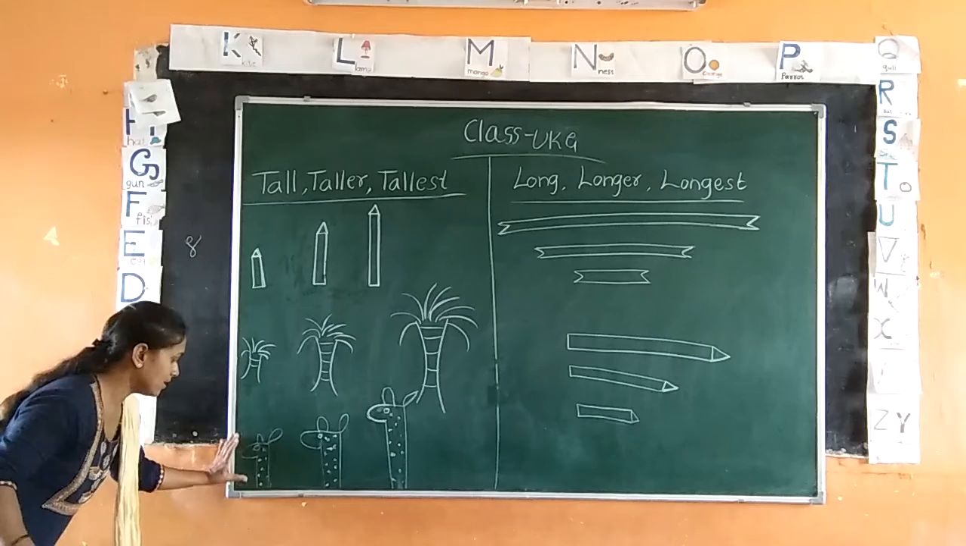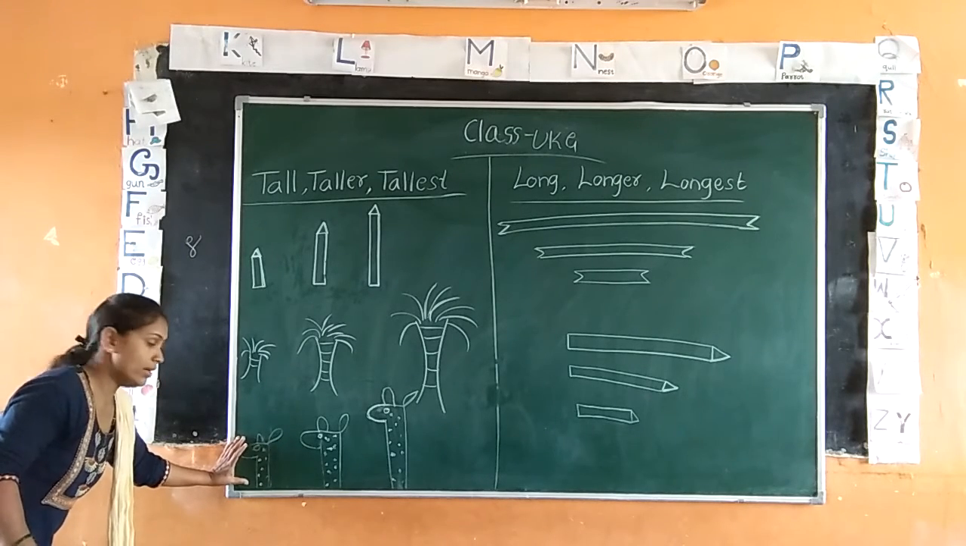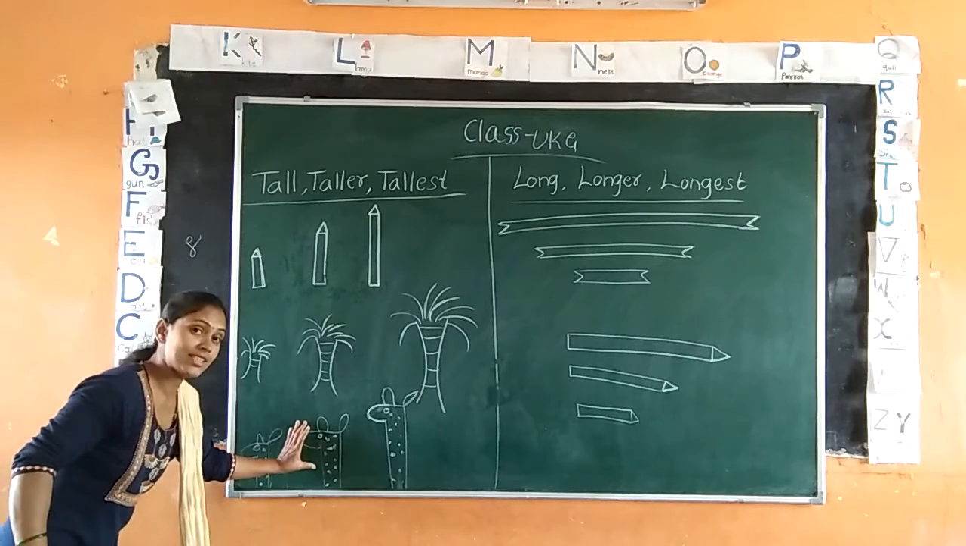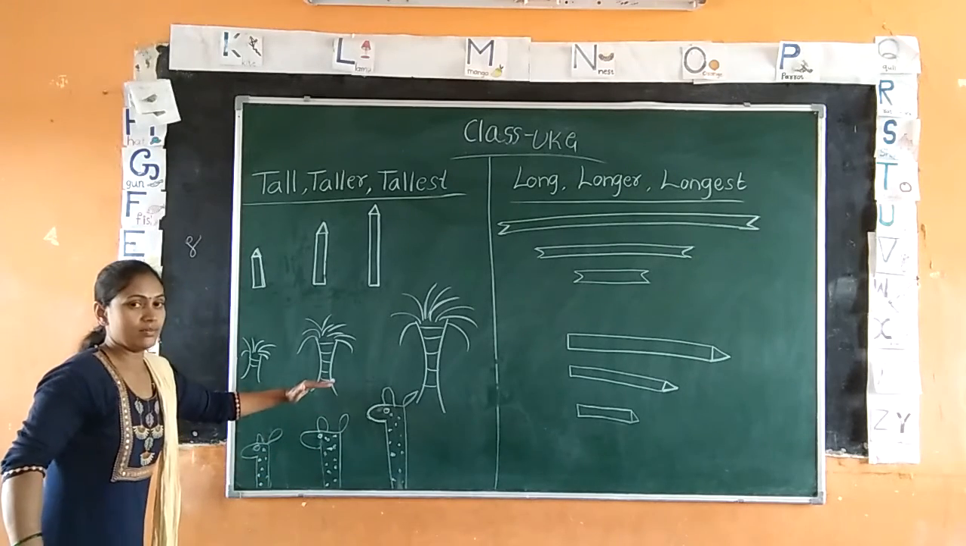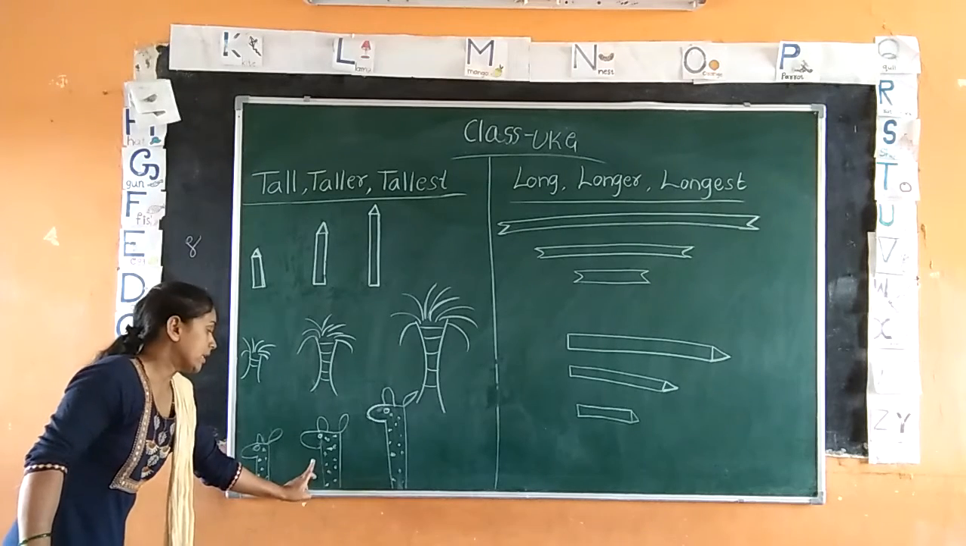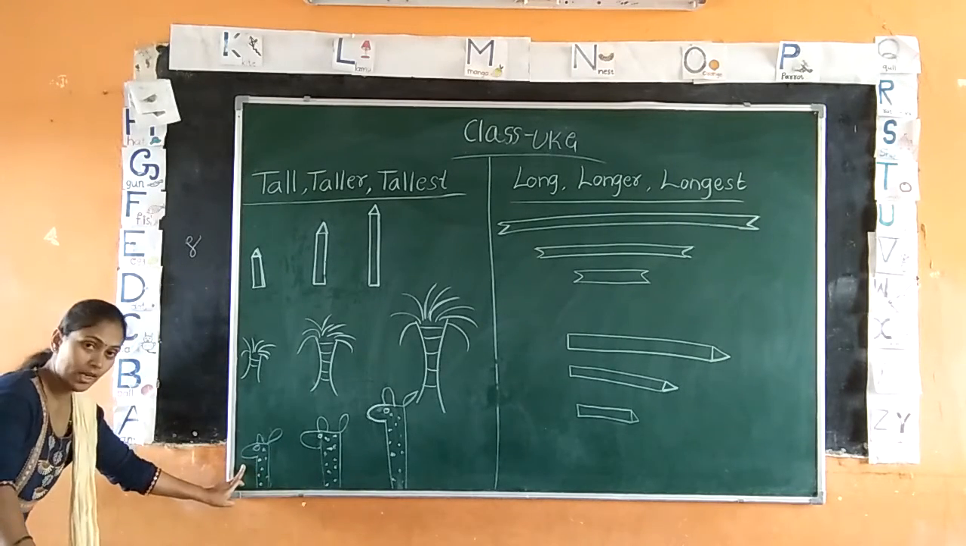The first one is tall. This is a little bit tall. This is compared to this tall zebra. Next, the second zebra is a little bit taller. Okay, this is taller. T-A-L-L-E-R, taller. T-A-L-L, tall.